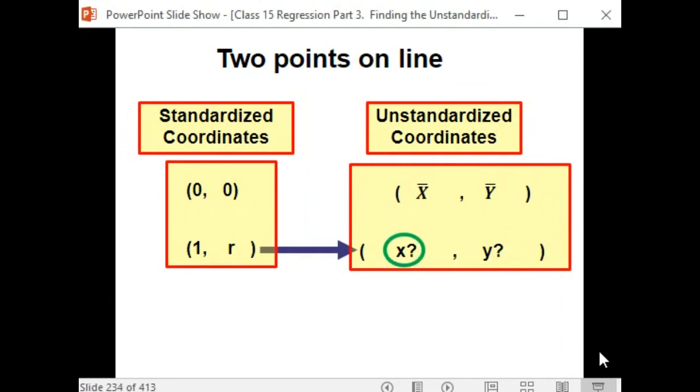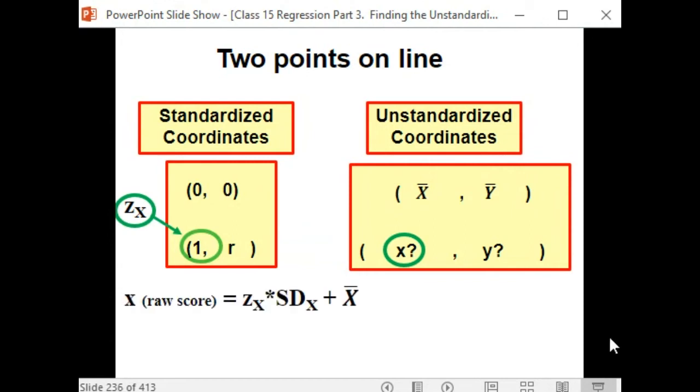And we'll start by calculating the value of x, which is the first unstandardized coordinate of this point. We know something that's going to help us. The z of x for this point is equal to 1. So we just need to transform this z-score, 1, into a raw score. We'll use the equation for transforming a z-score into a raw score. X, which is the raw score, equals the z of x times the standard deviation of x plus the mean of x.